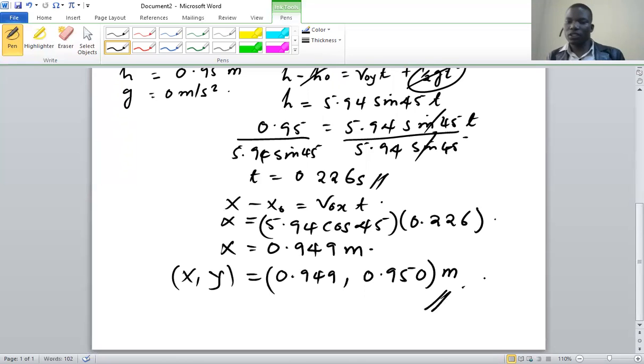So this is how we calculate the coordinates where these two marbles collide.